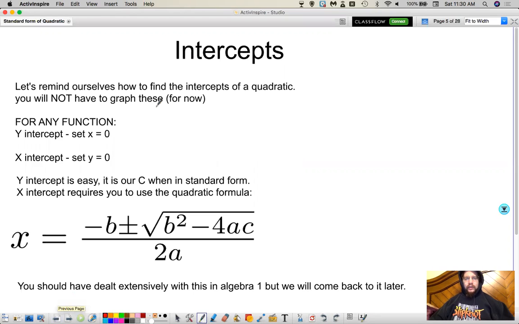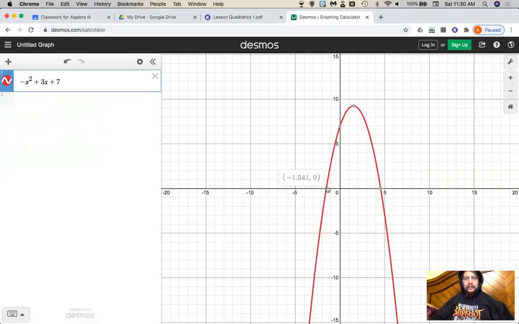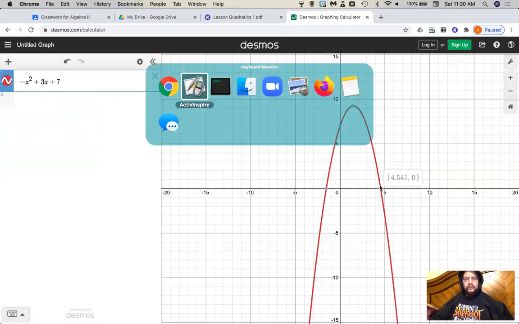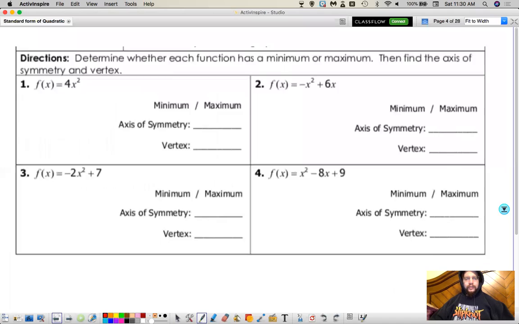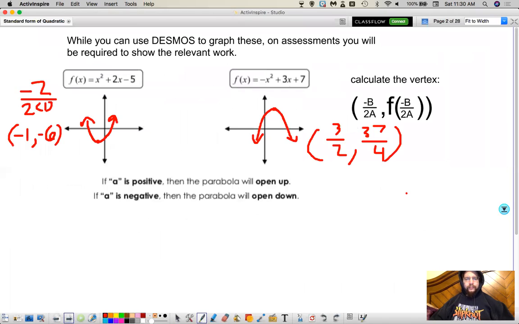Okay, but again, we're going to come back to the intercepts, but that's what these little dots are. Those are your intercepts. It'll give you your vertex and your intercepts. So don't feel like you have to plot those just because they're on Desmos. You don't.